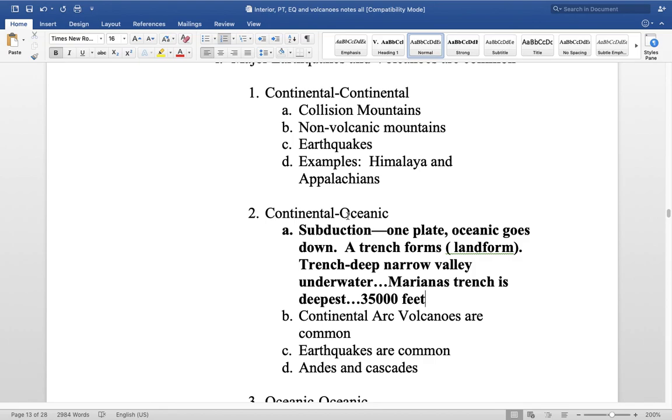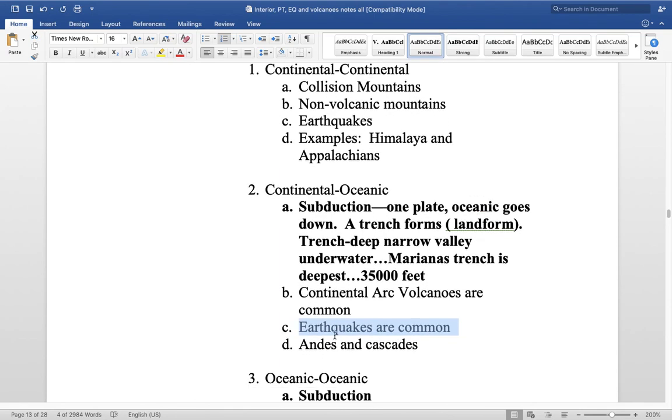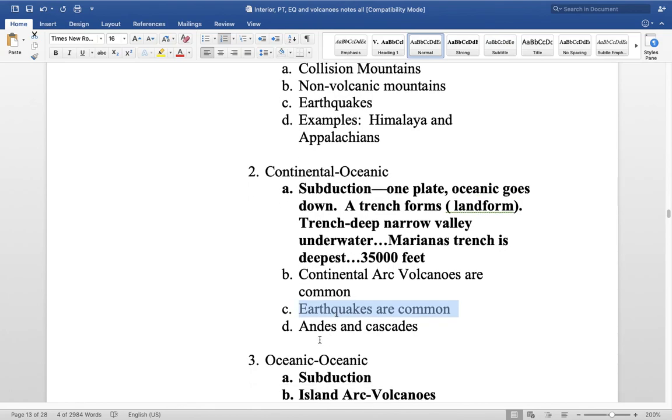All right, you're going to get volcanoes. So volcanoes are common. You're also going to get major earthquakes. So continental arc volcanoes, these are volcanoes on land, and you're going to get major, major earthquakes. And real examples on Earth are like the Andes Mountains in South America and the Cascades. And if you remember, you identified where these places were early in the year.